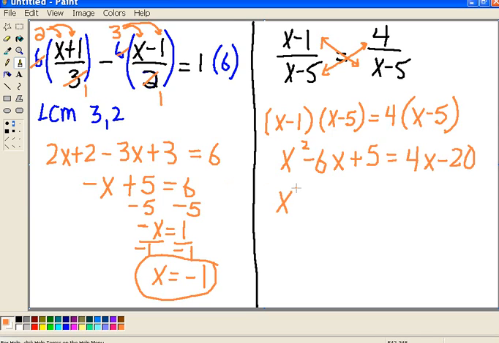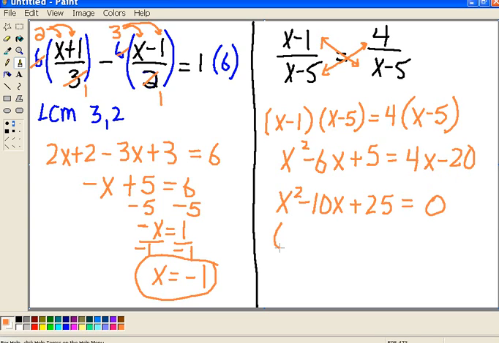So I'm going to have x squared minus 10x, okay? Because in order to get this over, I'd subtract 4x each side. Negative 6x and negative 4x would yield a negative 10x. And then I'm going to have plus 25, because in order to get the negative 20 moved over, I would add 20 each side. And now that this is set equal to 0, I can solve it using factoring.